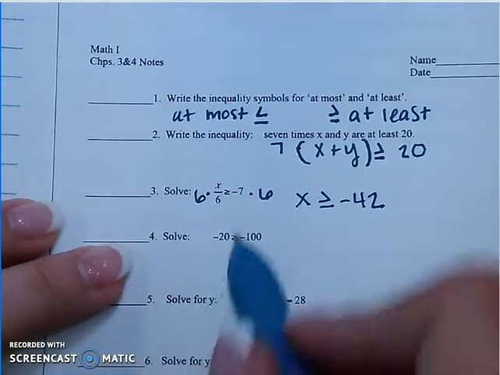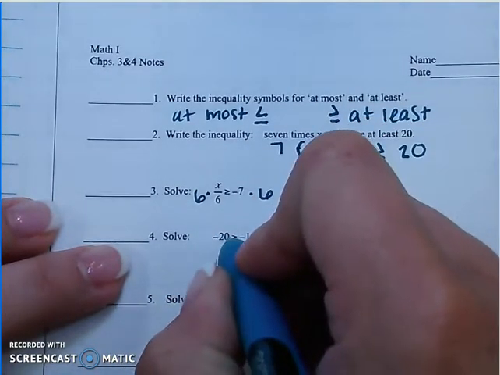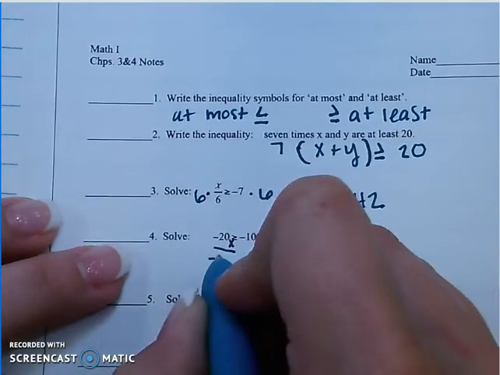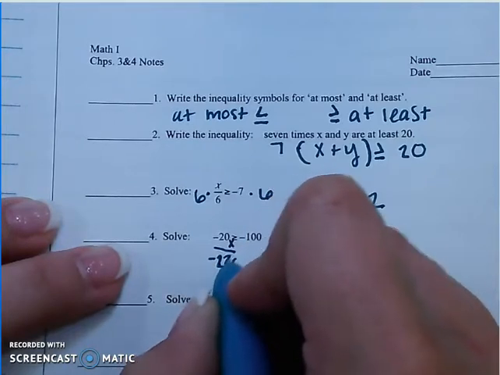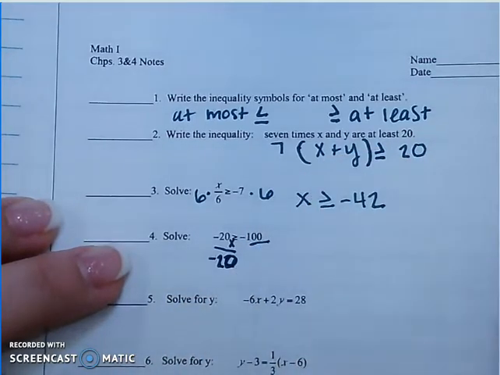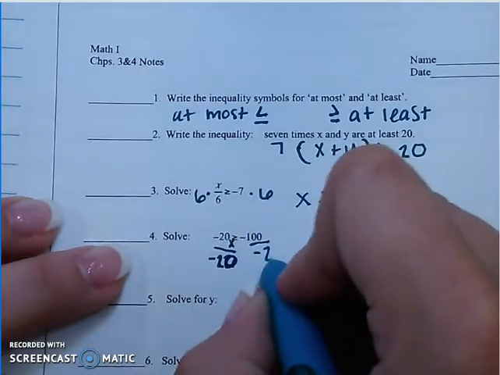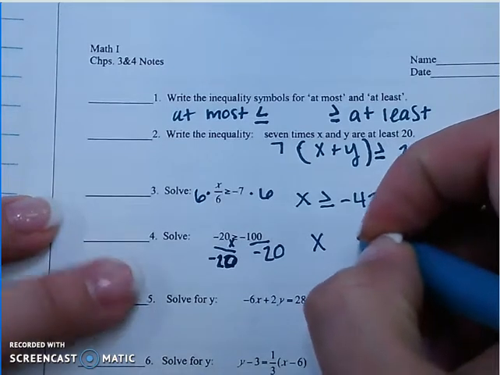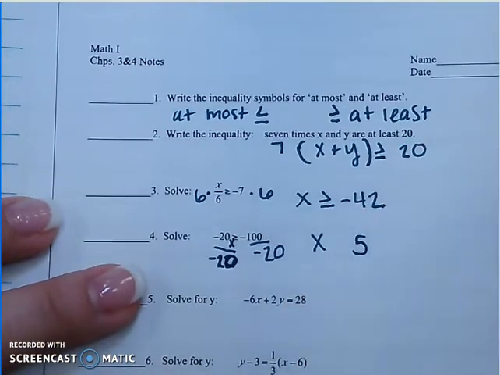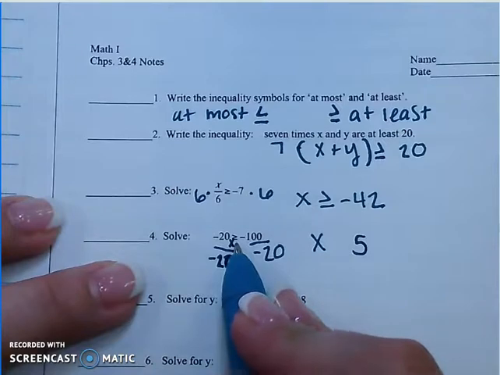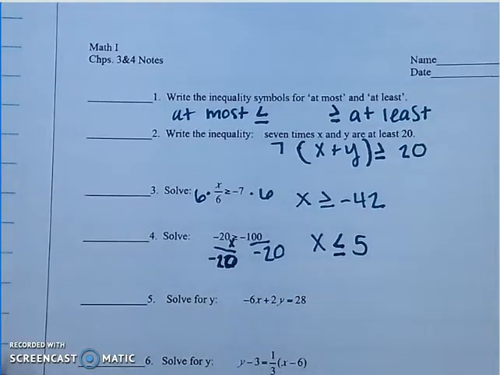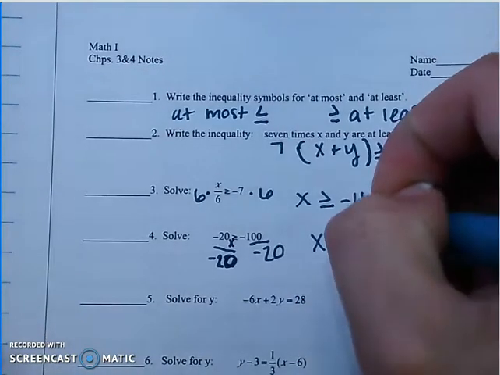Number 4, same idea. Oh, there should be an x with that negative 20, if you would put that there for me. And we're going to divide both sides by negative 20. I'm saying things and not writing what I'm saying. Divide by negative 20. So I have x, and I know a negative divided by a negative is a positive 5. But since I divided by a negative, my inequality sign has to flip to not be greater than or equal to, but it's less than or equal to. So that's an important thing.